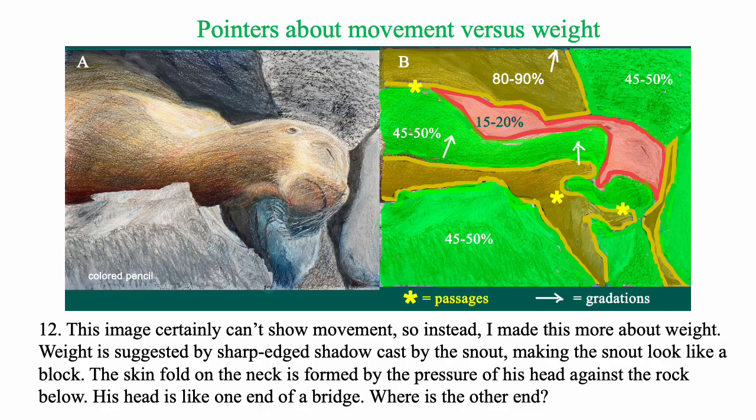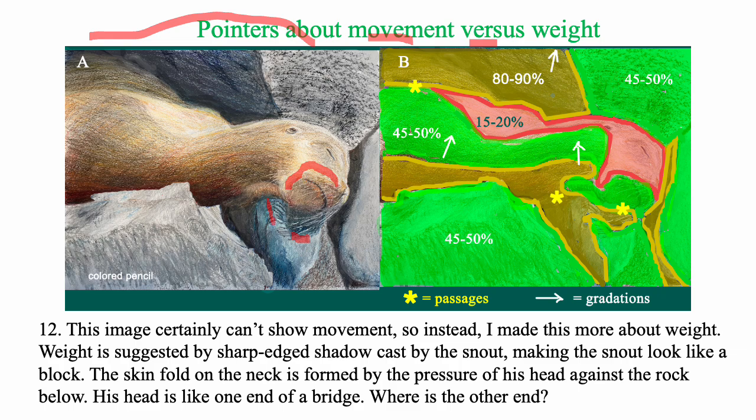I want to talk about movement versus weight. So this image appears static without any movement because it's a sleeping animal in rocks. I mean, how can you make that jump around with movement? So instead, I went with a weighty animal, and his snout looks like it's almost block-like and casts a sharp edge shadow on the rock.